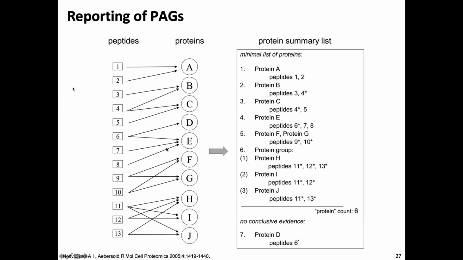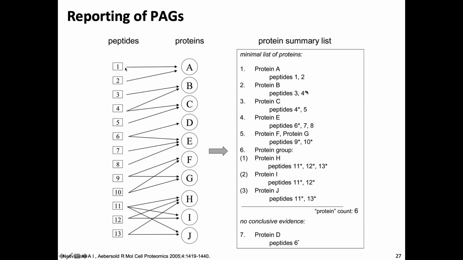And this way you can try to read this graph. Here 9 and 10 are contained in both F and G. And here it becomes a bit complicated. 11, 12, 13 are contained in H, I, and J. So if you do this protein ambiguity list output, what it would give you is that protein A is supported by peptides 1 and 2. Now we have seen these two guys, so A seems to be there. Protein B is fine as well. We have support for peptides 3 and 4.